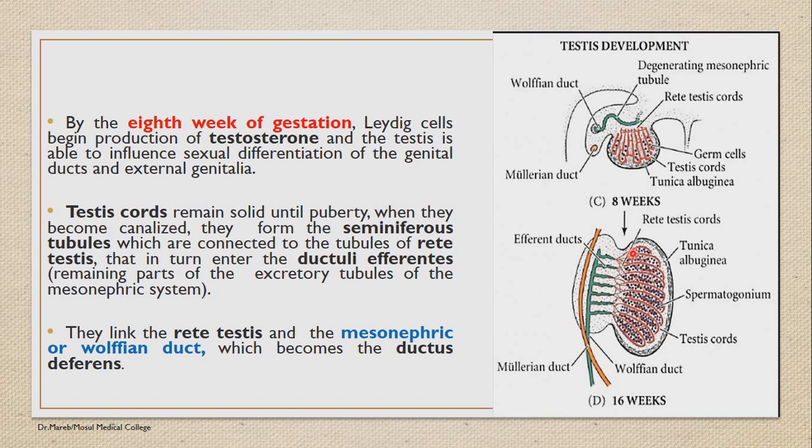So we have the testis cords, which will form the seminiferous tubules. They are connected with the rete testis, and this will be connected with the ductuli efferentes, and this will be connected with the vas deferens or ductus deferens.